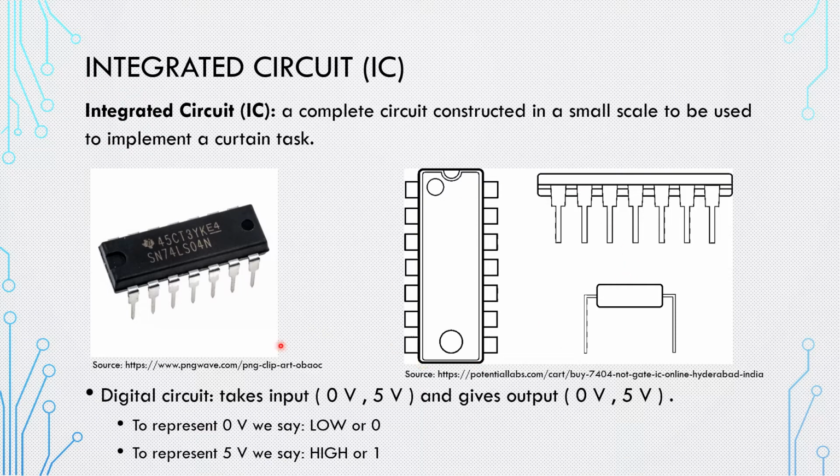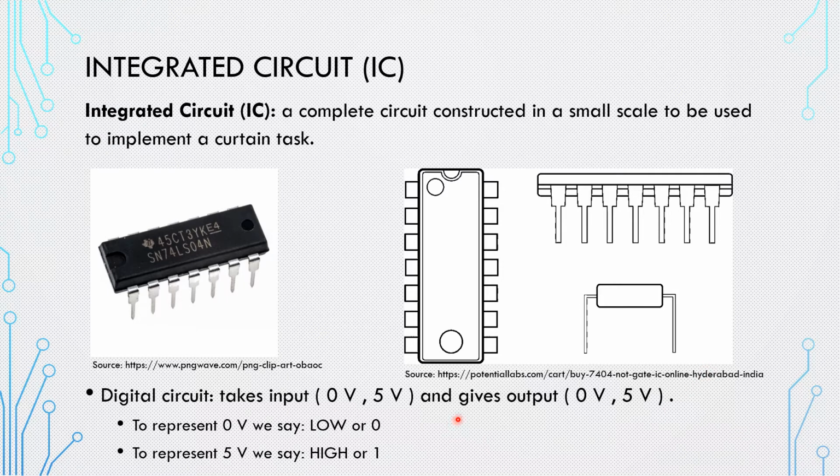We're going to use this IC to build a digital circuit. Whenever we say digital circuit, it means that it takes input and gives output, and the input is only 0 or 5 volts, and the output will also result in 0 or 5. It can take multiple inputs. Most of the time they give one output, but it could give more than one output.